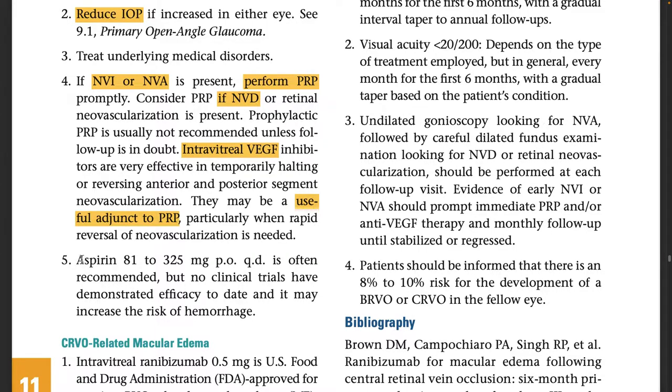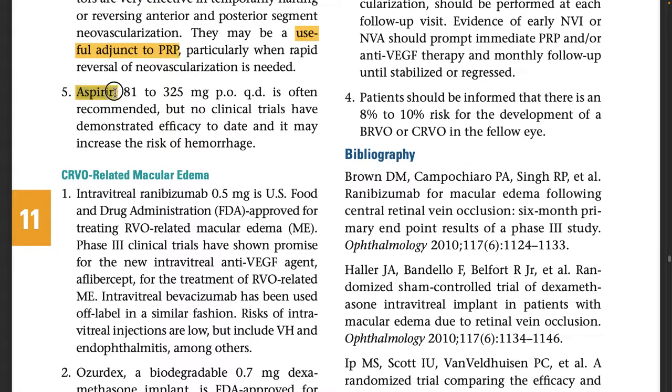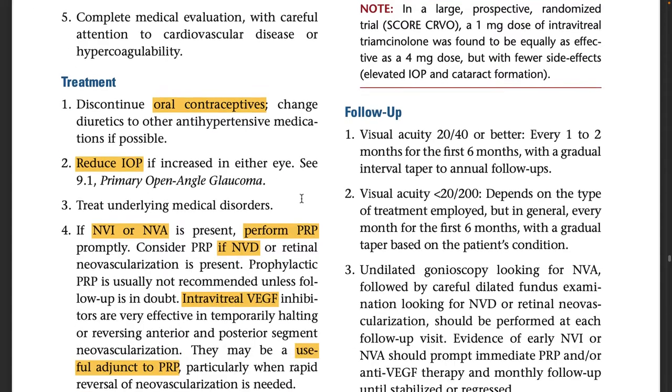So this is very dangerous. So many people give aspirin to people like this because they are having blood clots, to reduce the blood clots, but it's very dangerous. Aspirin may increase the risk of hemorrhage. So tell me the treatment.